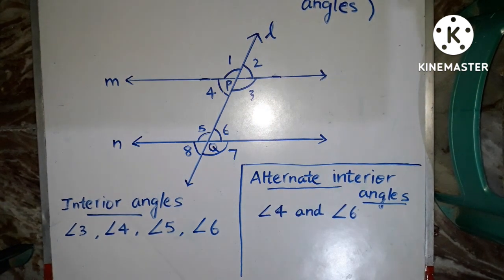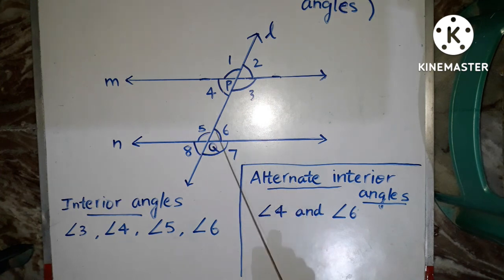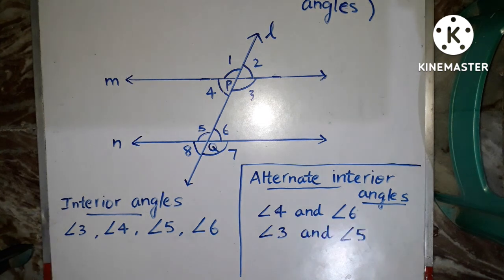In the same way, angle 3 and angle 5 will form another pair of alternate interior angles. So we have found out the two pairs of alternate interior angles from this diagram. First pair is angle 4 and angle 6, and the next pair is angle 3 and angle 5.